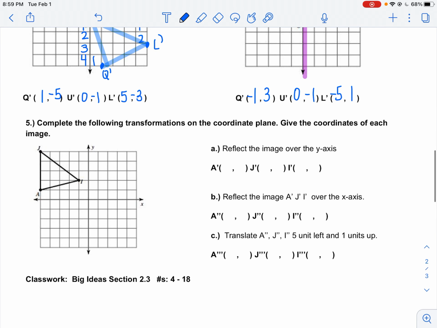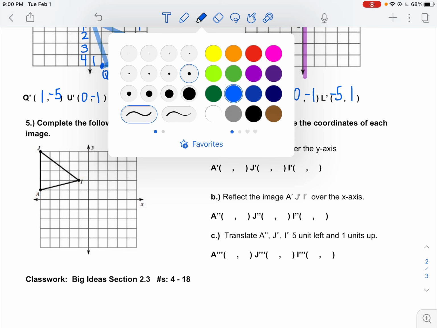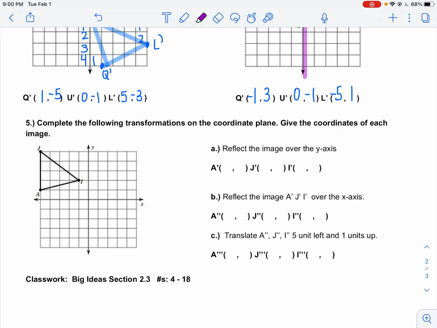All right, the last example that I'm going to do with you guys is number 5. Complete the following transformation on the coordinate plane and give the coordinates of each image. So you can already see there are 3 parts to this. So we have one original image and we have 3 images that we are going to put on the coordinate plane following the directions given. So part A says, reflect the image over the y-axis. So I'm going to go ahead and highlight Y for now.